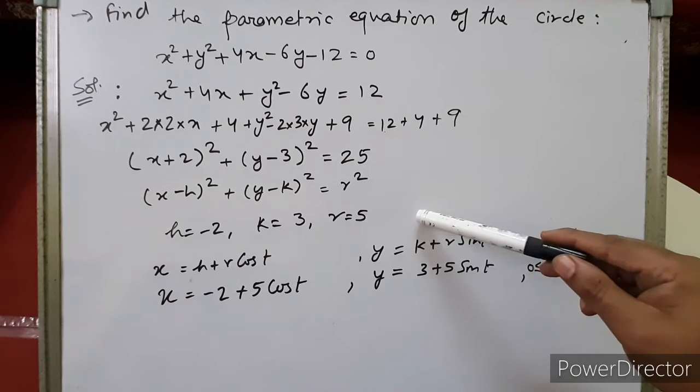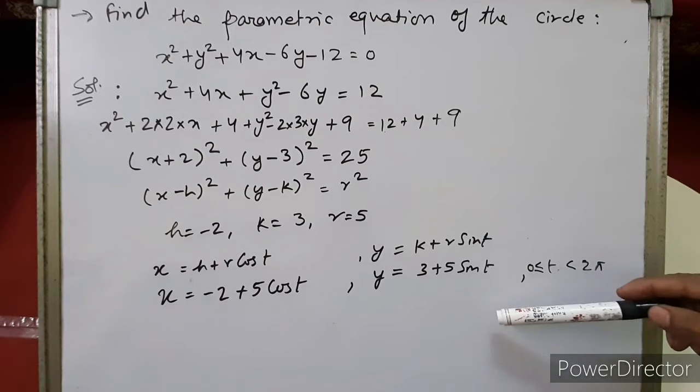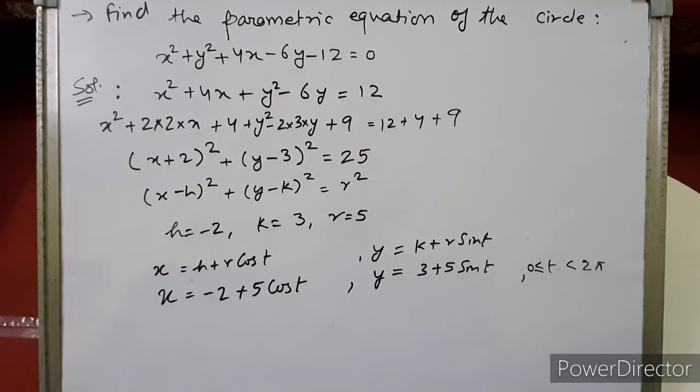Now we know that the parametric form of the equation of a circle is x equals h plus r cos t, y equals k plus r sin t, where t lies between 0 and 2 pi, including 0 and excluding 2 pi. So the answer will be x equals minus 2 plus 5 cos t and y equals 3 plus 5 sin t. Alright children, note down please.